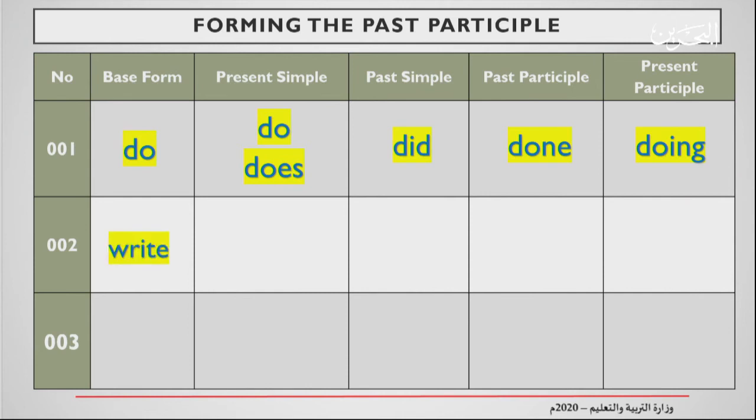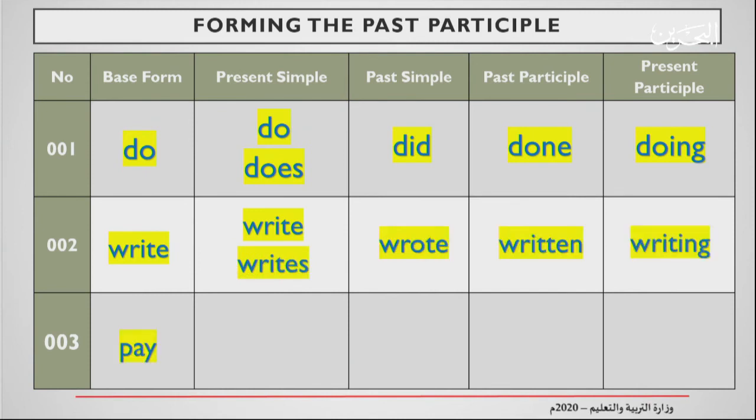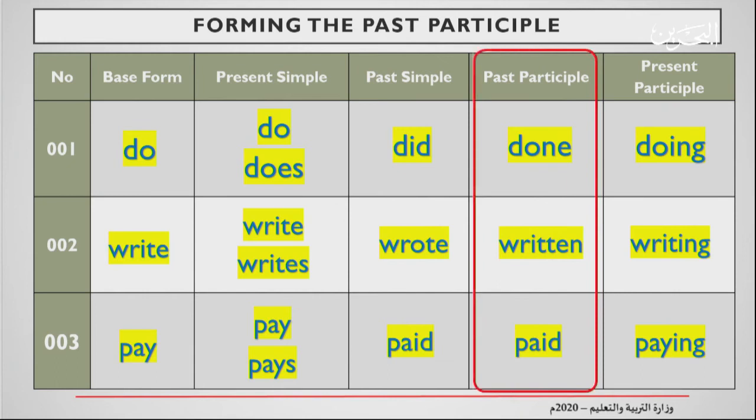Okay? Then, second example, write. Write, writes, wrote, written, writing. Pay, pay, pays, paid, paid, paying. Now, we are going to focus on the past participle. You will have a list. You have to remember it to transform every single irregular verb into a passive voice.